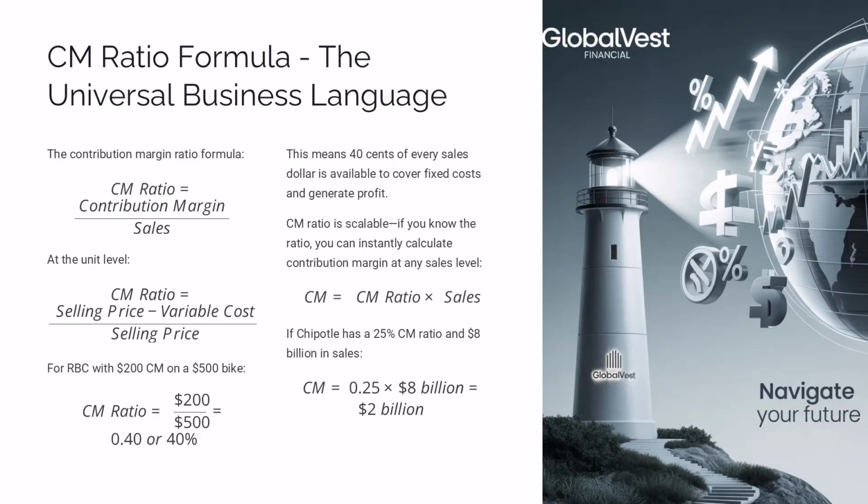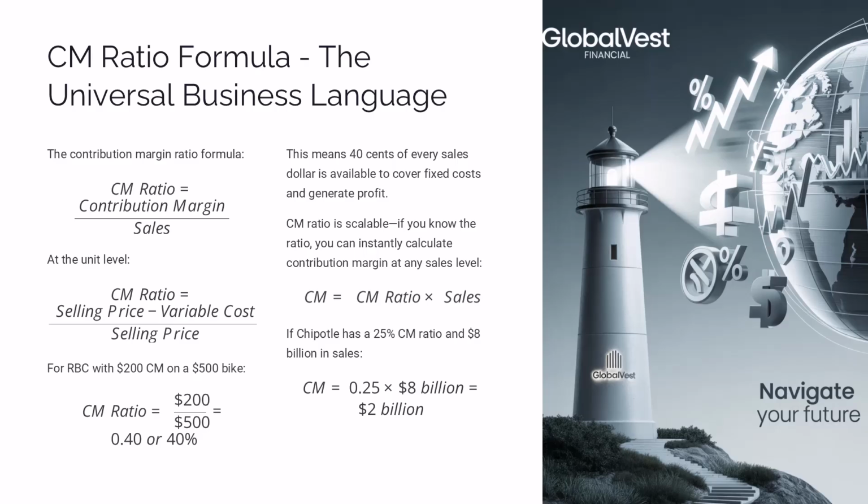Here's what separates the students who get Big Four offers from those who don't. Understanding that CM ratio is scalable, meaning if you know the CM ratio, you can instantly calculate contribution margin at any sales level using the formula CM equals CM ratio times sales. So if Chipotle has a 25% CM ratio and does $8 billion in sales, you immediately know they have 0.25 times $8 billion, $2 billion in contribution margin without needing any other information.